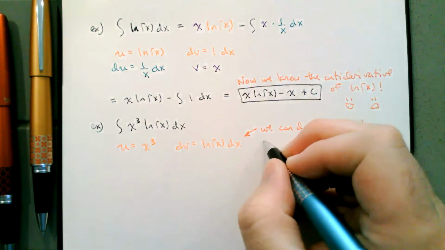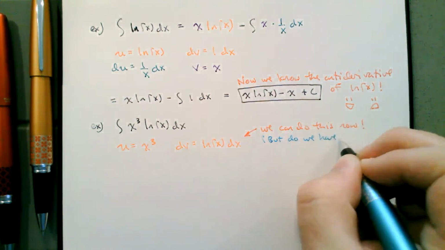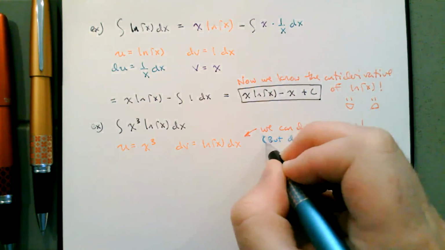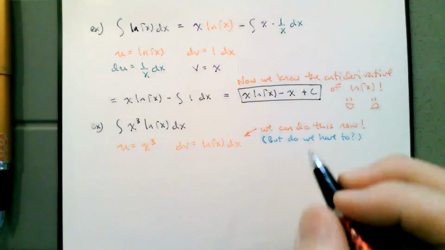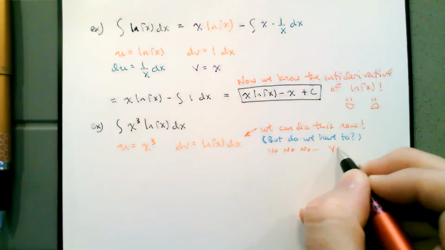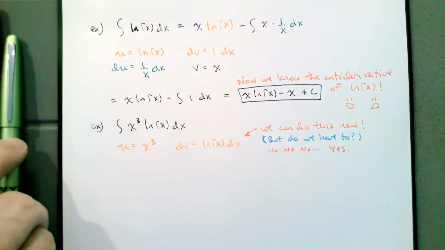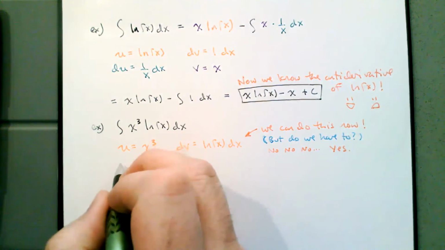And then you're all like, oh, but do we gotta? And Mike all, no, no, no. Yes. Because we have to know if this is going to work or not. I shouldn't be able to just switch these where I now know the integral of natural log of x and have it not work out. If it doesn't work out, then there's something seriously wrong with our process. Let's find out.